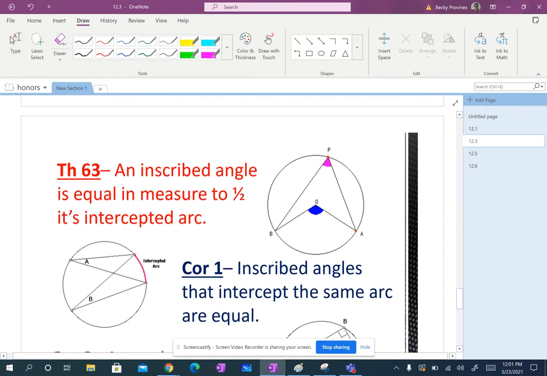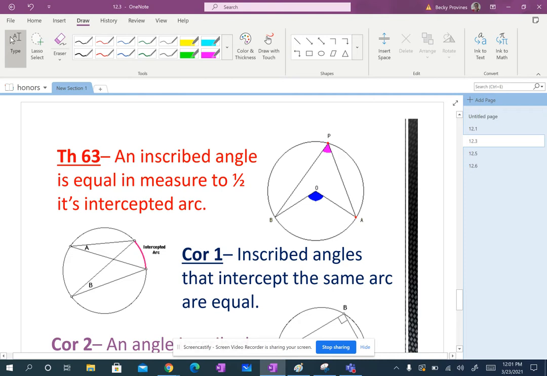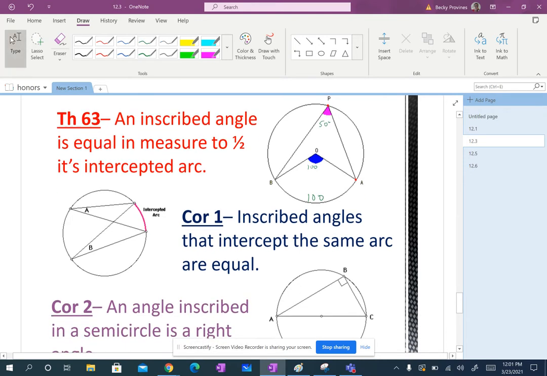An inscribed angle is equal to half of its intercepted arc. So if this is 100 degrees out here, then we know this was 100 because that's what we did last time, but it's going to be half of that. And so the little angle back there is being stretched and it's now 50 degrees. So it's half the measure.